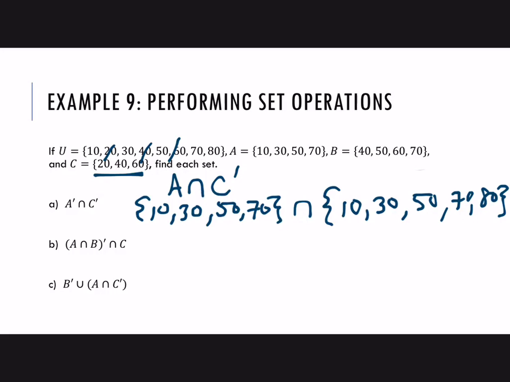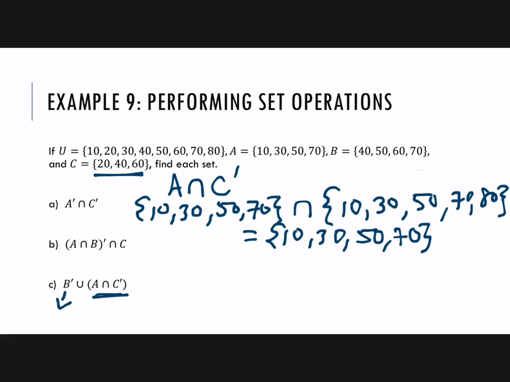Okay, their intersection. Let's see. Okay, 10, 30, 50, and 70. Those are all in both sets. Okay, so that's the answer to my parentheses, but now I need to union that with B complement. So let's find B complement. We didn't do that yet.